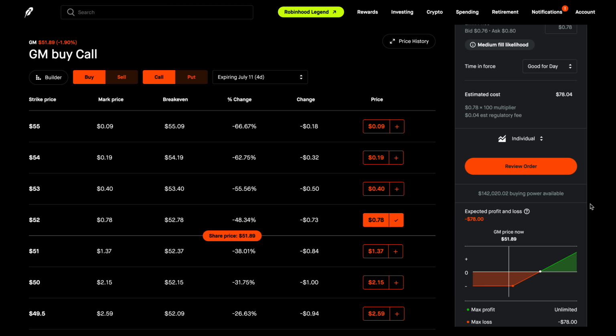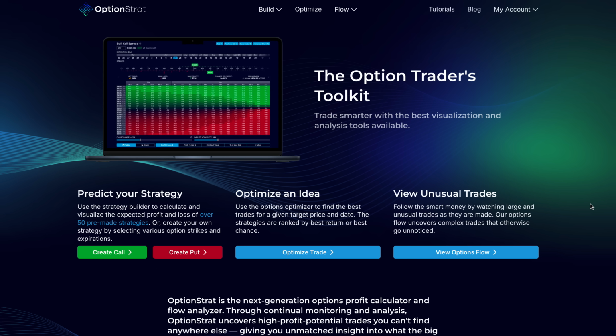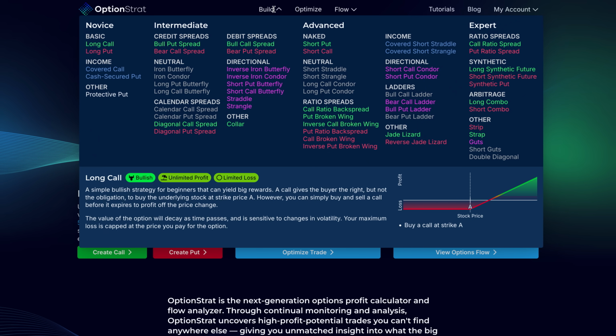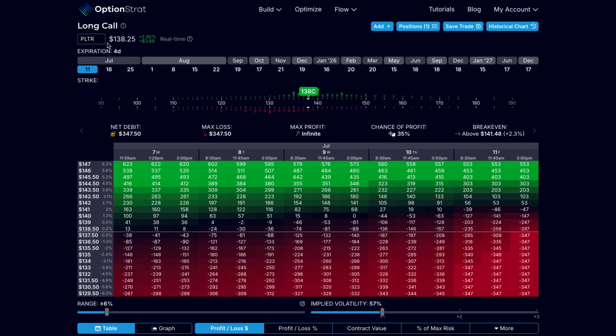Now, I like to use OptionStrat instead to visually take a look at what the trade might look like, what my profit or loss might be depending on the date, depending on the price of the stock, and so on. So let's head on over to OptionStrat here. So I'll put a link to OptionStrat in the description below. Really great options visualization tool. And if we take a look here, we can go to build. And under build and under basic here, you'll see long call. So we'll just go to long call here.